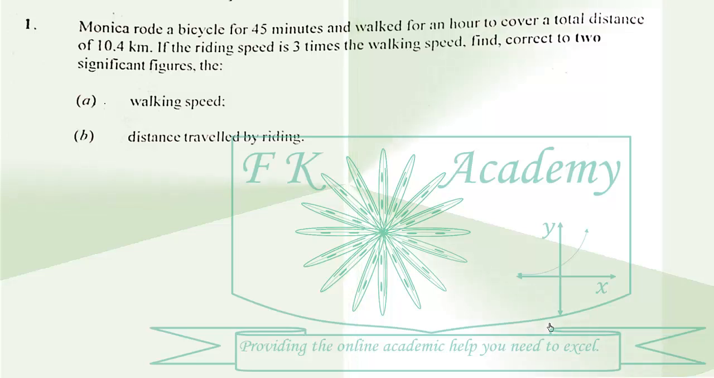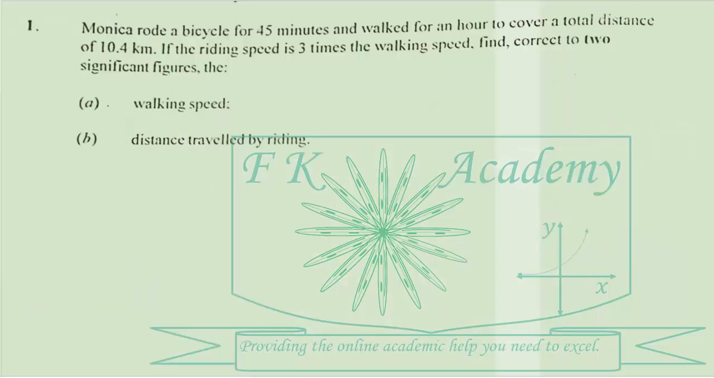Question number 1 is here. Monica rode a bicycle for 45 minutes and walked for an hour to cover a total distance of 10.4 kilometers. If the riding speed is 3 times the walking speed, find, correct to two significant figures, the walking speed and the distance traveled by riding. Let us pick it from here.